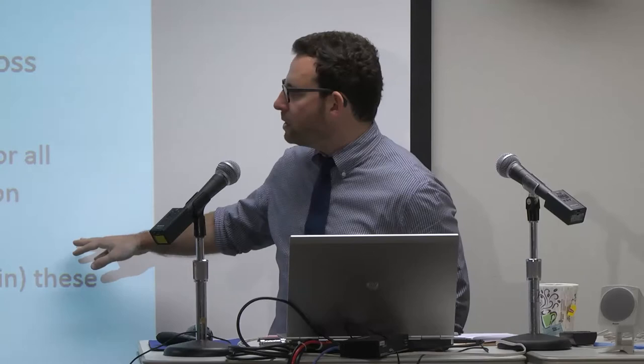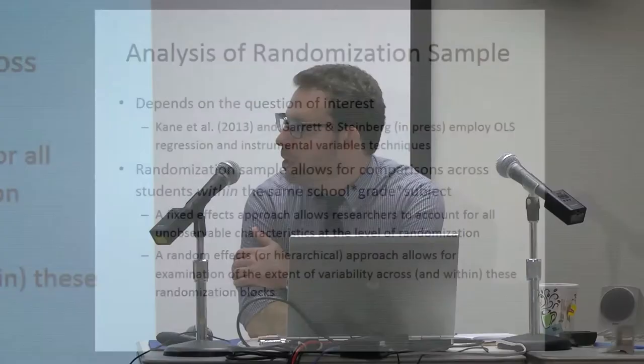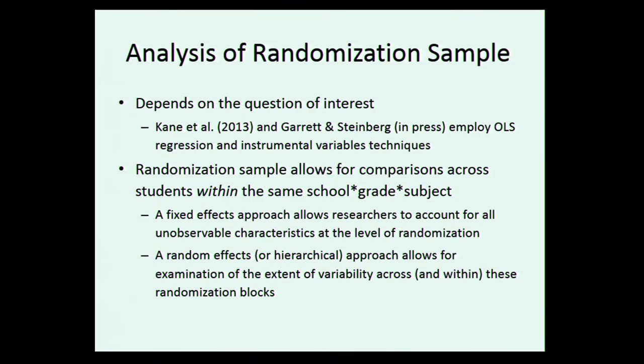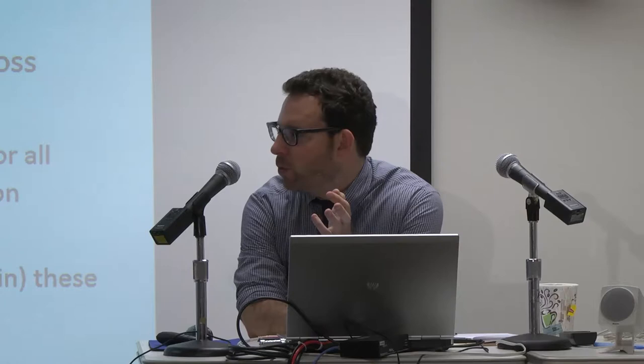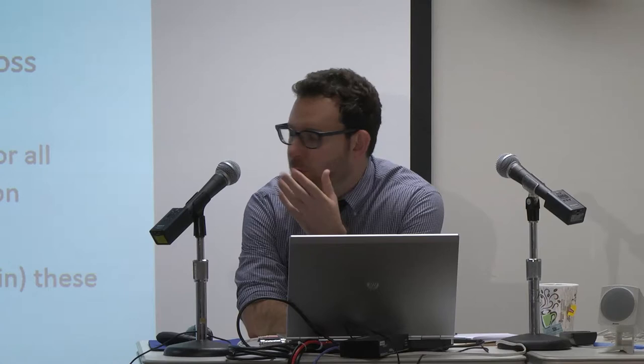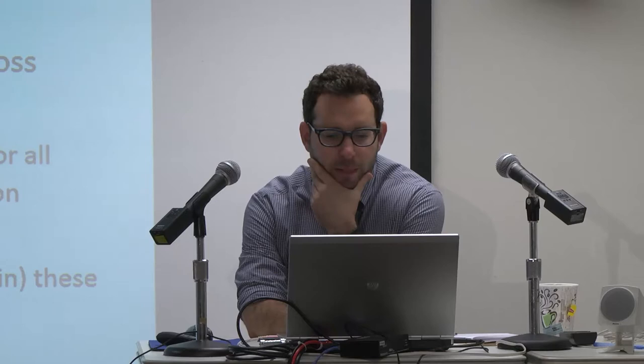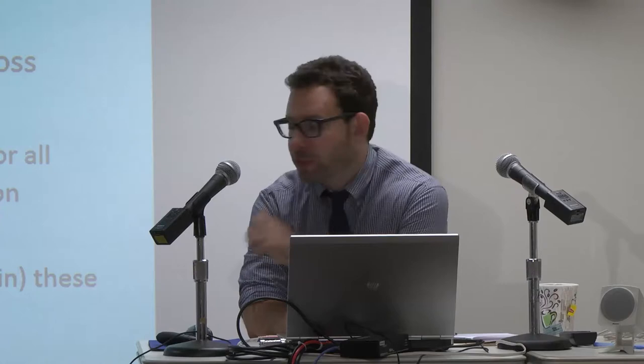If you want to look and see, maybe within a school, for example, you've got multiple randomization blocks across grade and subject, and maybe there are differences that you want to model at the grade and subject level that you could use the randomization blocks for. So there, I have to think a little bit more about that, but there are certainly ways to do that. Or there are questions that could be answered, rather, using that approach.